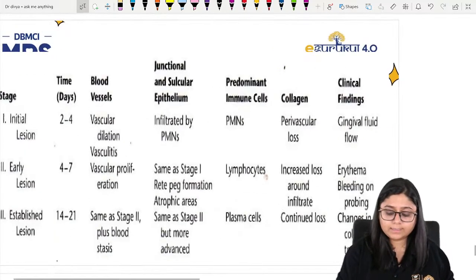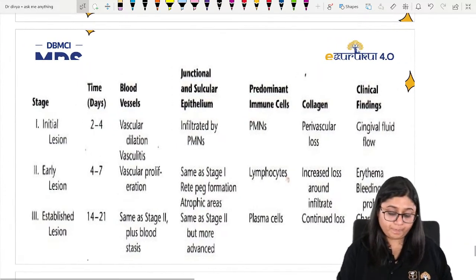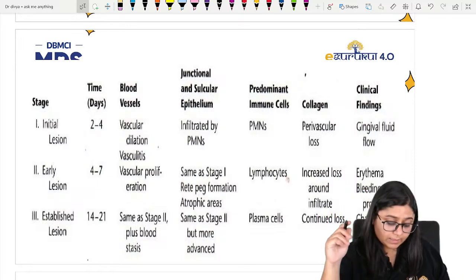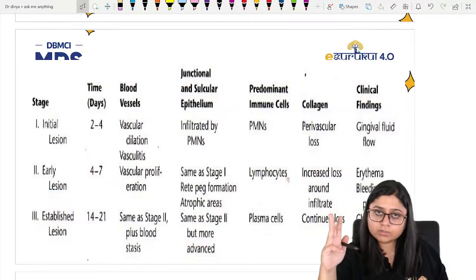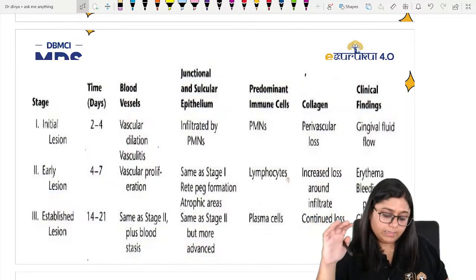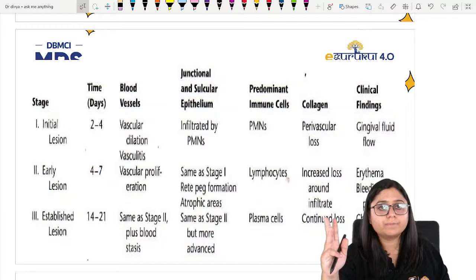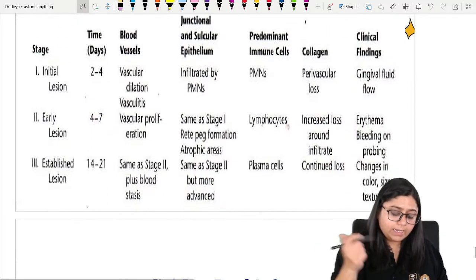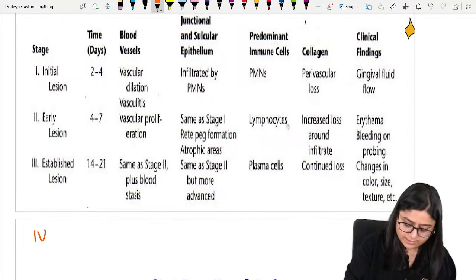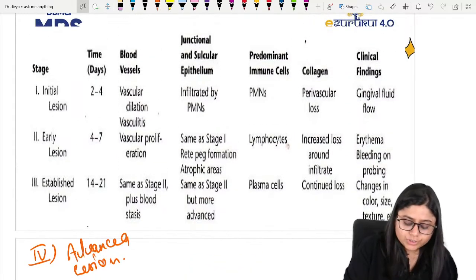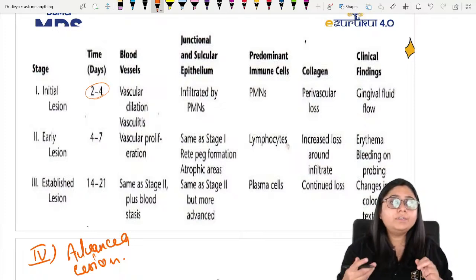Okay, so now let us see this table or this chart. So here, just take a picture of this, guys. In this, there are 3 stages of gingivitis and 4 stages of periodontitis. Stages of gingivitis are initial lesion, early lesion and established lesion. And stages of periodontitis are initial lesion, early lesion, established lesion, plus a 4th stage which is the advanced lesion, right? Advanced lesion.